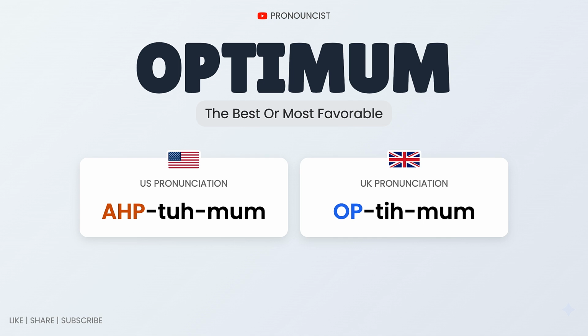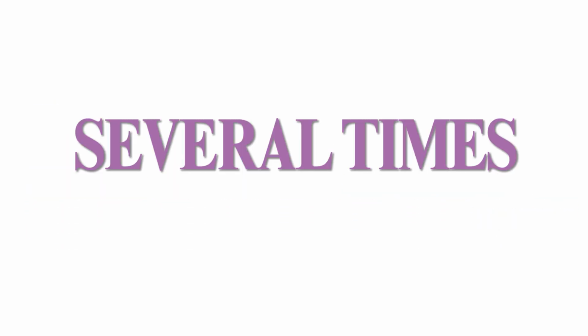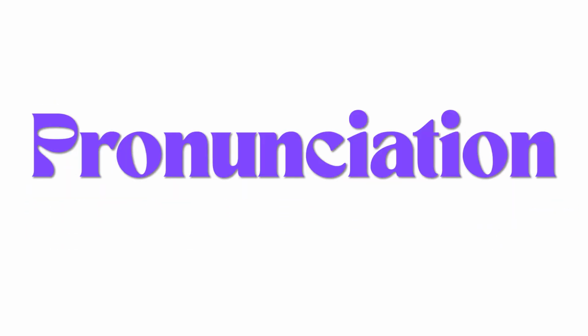Optimum, optimum. Practice repeatedly and you'll soon be able to say this word perfectly. The best way to practice is to repeat the syllables multiple times. The meaning of the word is best or most favorable. Try repeating this word several times to improve your pronunciation.